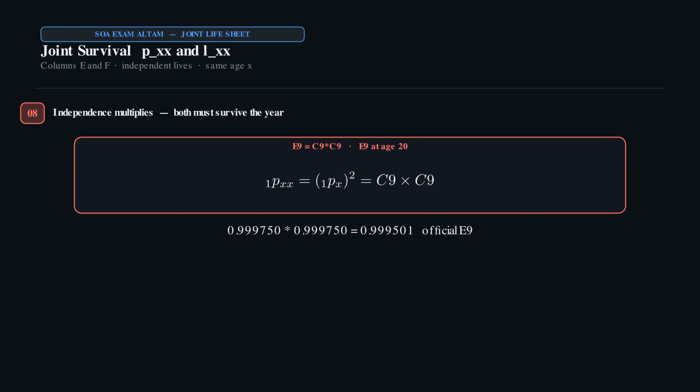Independent lives, same age. The joint life status survives the year only if both survive. Excel just squares C9. P20 times P20 is 0.999501. That is cell E9. There is no common shock term on this tab.